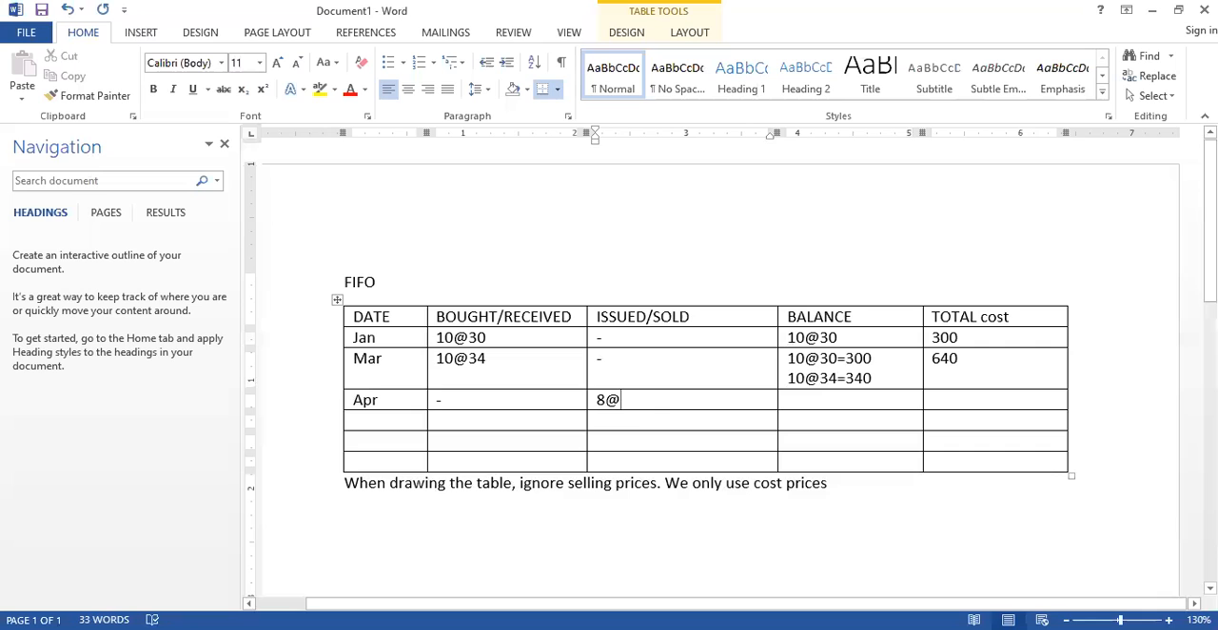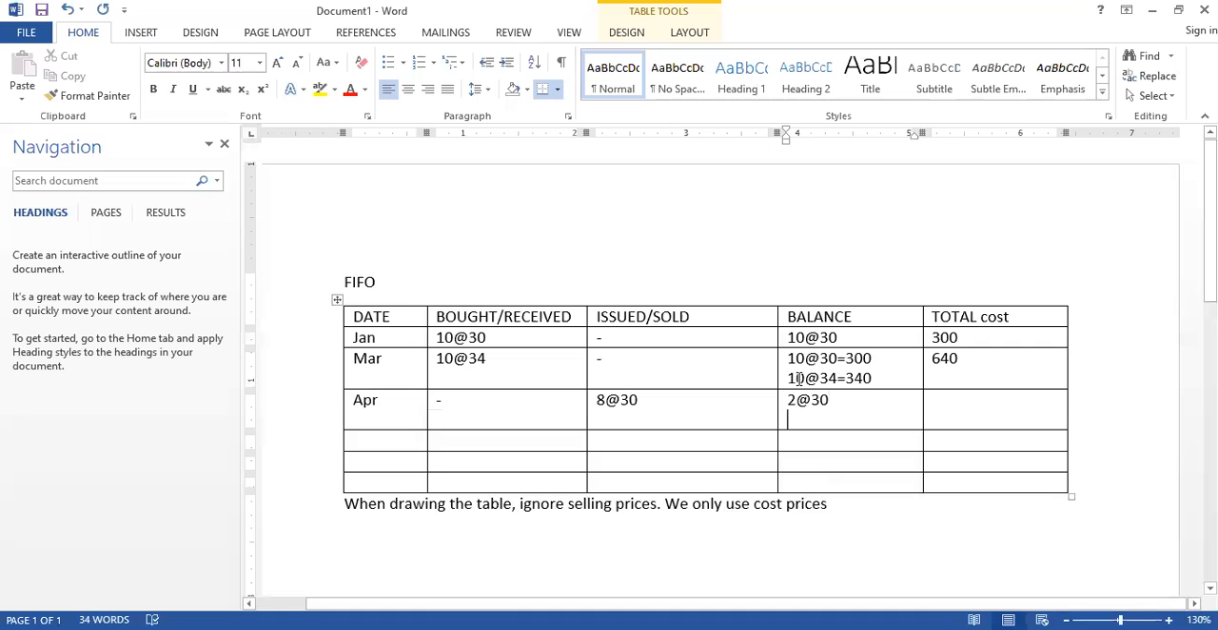So you will have 8 at 30. And then, so what will be your new balance? So the first one, you only issued out 8, so you still have 2 items remaining. So you will have 2 at the price of 30 because you still have the 2 items remaining. And then after the 2 items, that's when you can record again the 10 items that are still available. They are not issued out. 10 at 34.